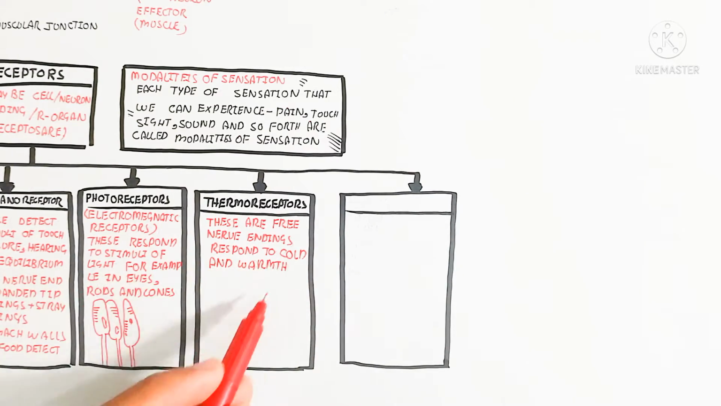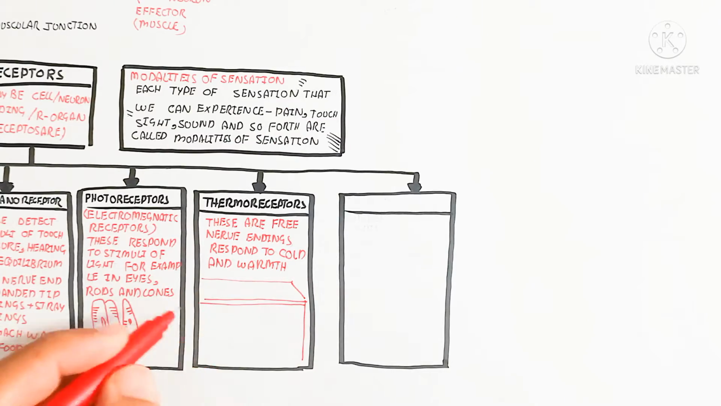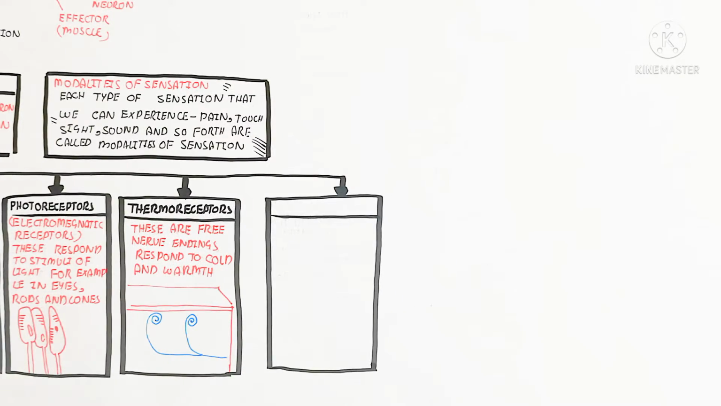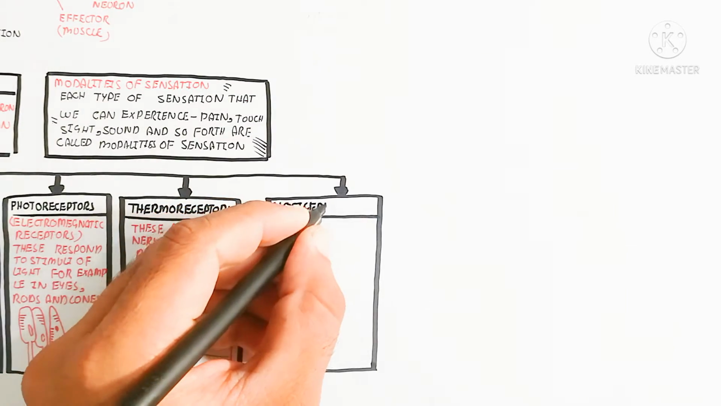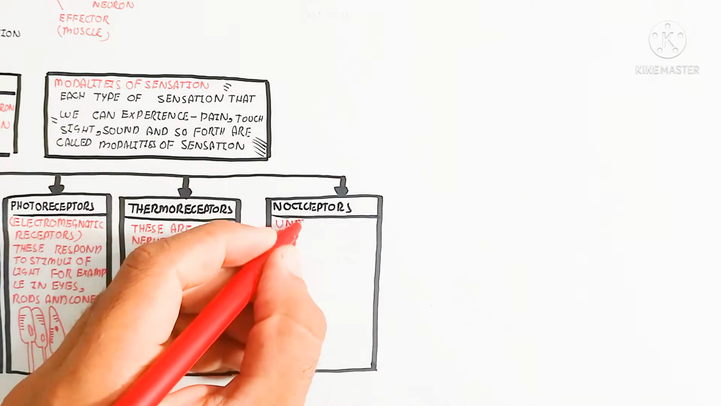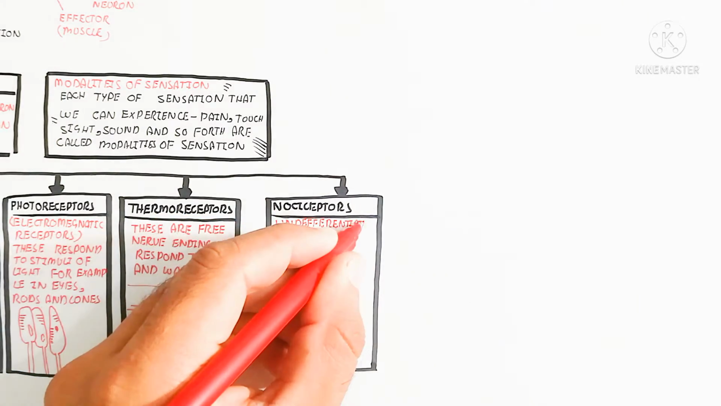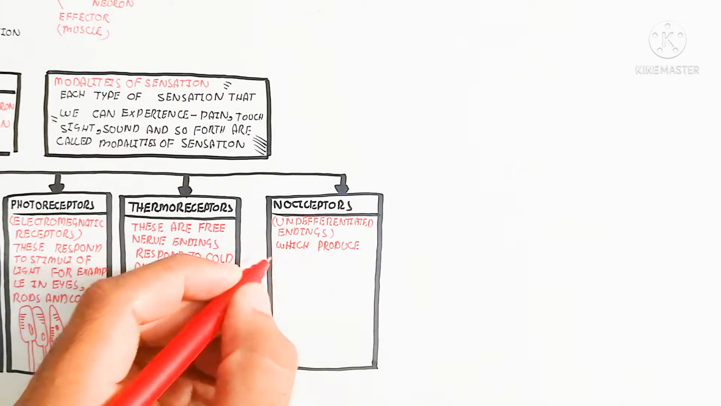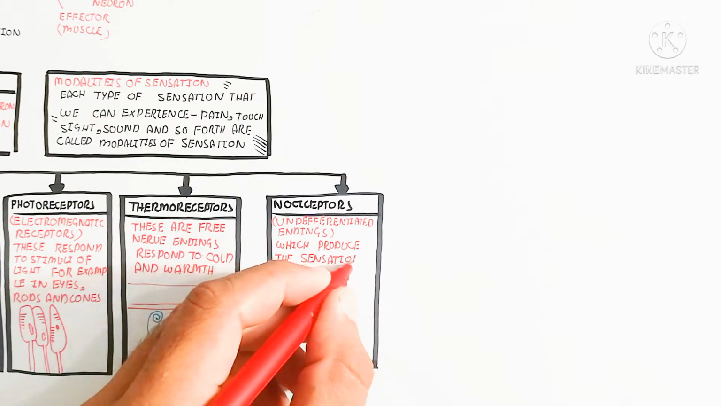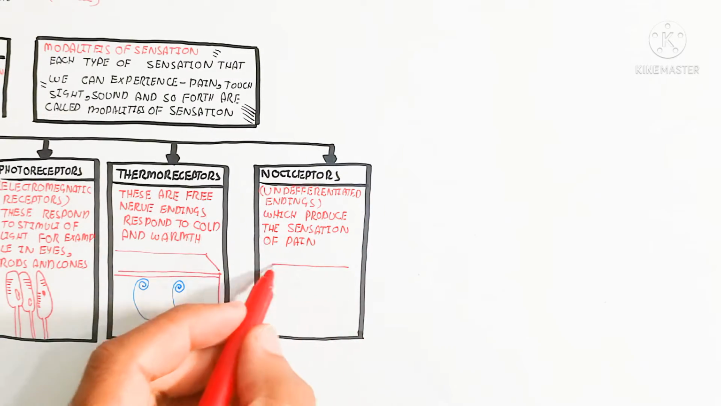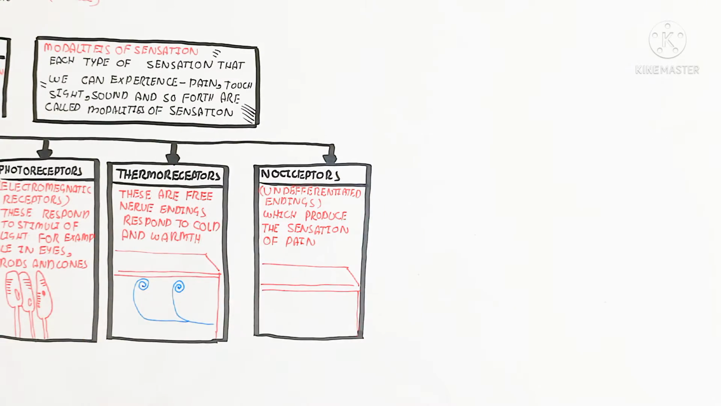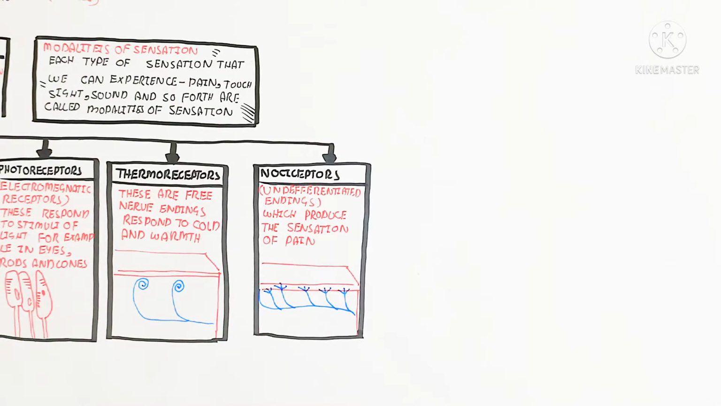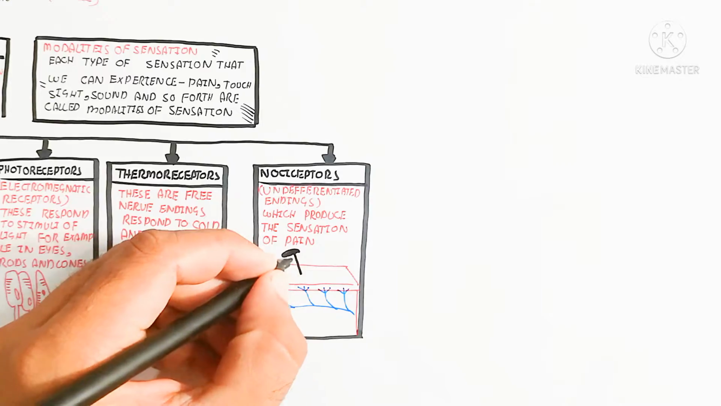So the thermoreceptors, these are free nerve endings, respond to cold and warmth, and it means they are present near the epidermis. So here is the nociceptor, which is an undifferentiated ending, which produces the sensation of pain. It means these are free nerve endings present near the epidermis. So what is the epidermis? We will understand here. So let's draw an anatomical aspect of the skin cross section.